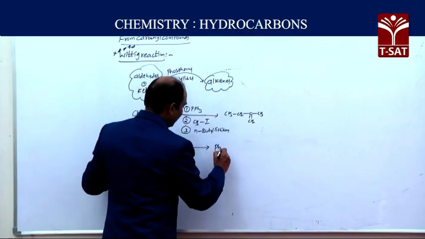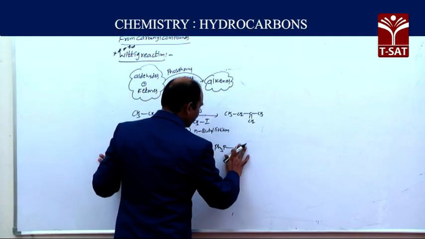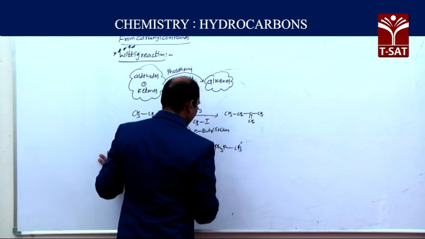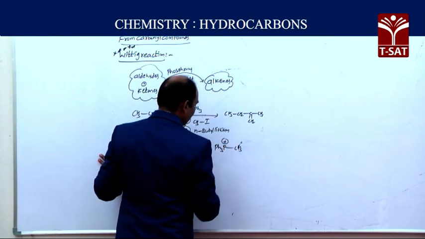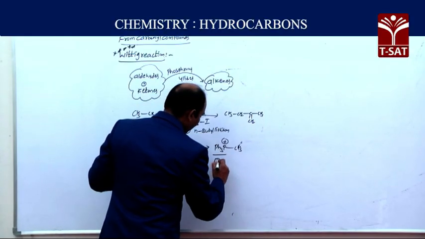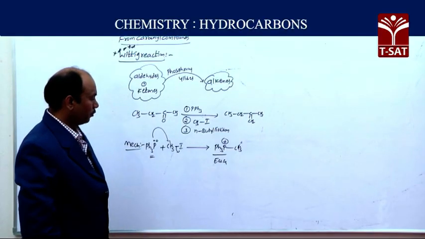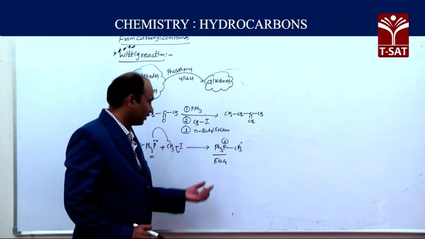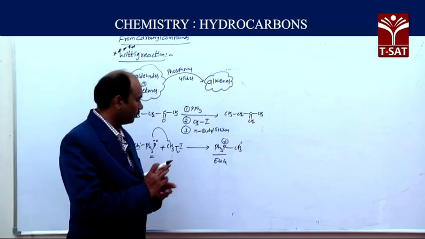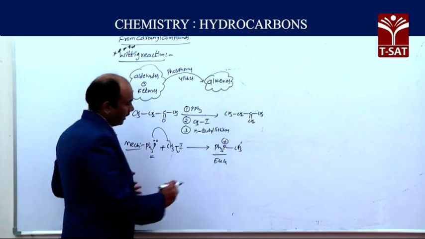So we get Ph3P, and here this is CH3, and this is plus. This is formed. This is an electron withdrawing group. Sir, how does it act as an electron withdrawing group? Due to this positive charge on phosphorus, the whole group is converted into an electron withdrawing group. This one withdraws electrons from carbon, and what happens?